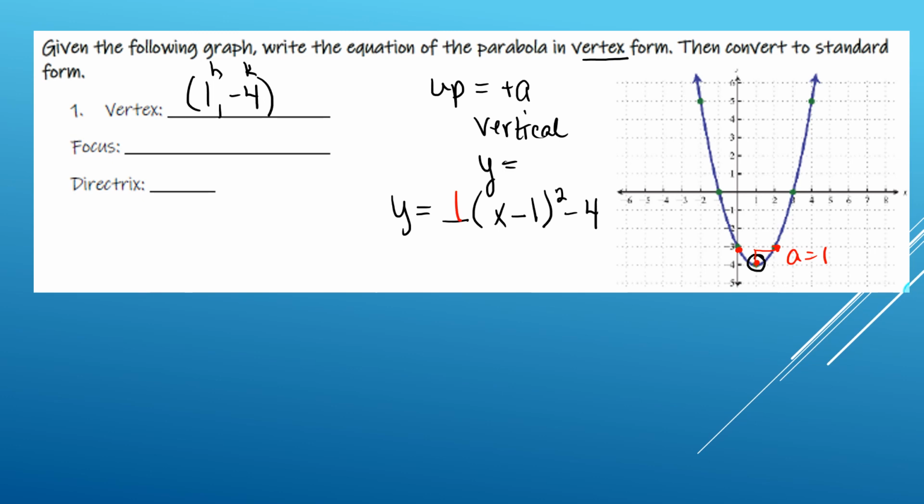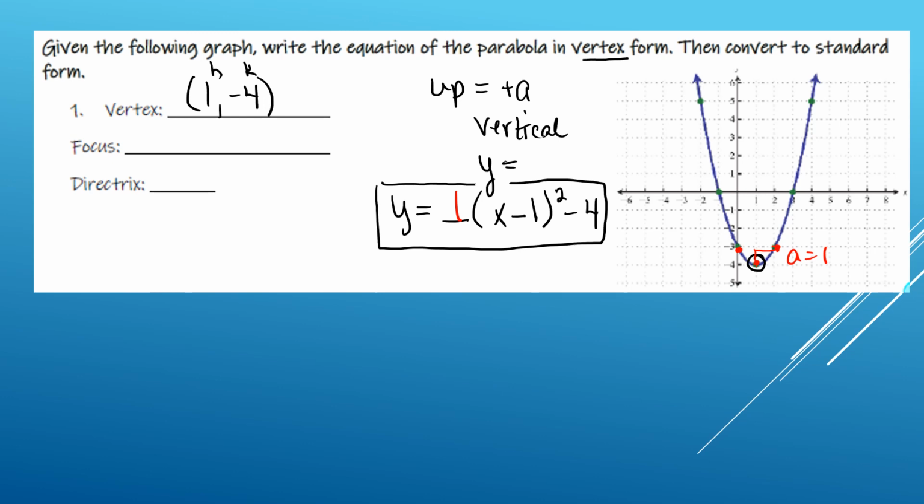Now you can put that out in front of the parentheses of the x minus 1 quantity squared for your equation, or you can just leave it as that quantity, x minus 1 squared, and then -4. So totally up to you for that. All right, finding the vertex and the directrix.